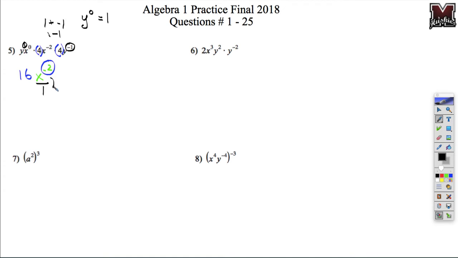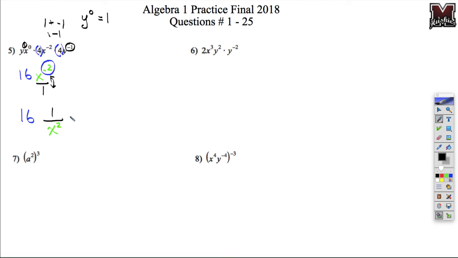Now I can flip the top and the bottom just with this x. The 16 is going to stay the same, so I'm going to rewrite that 16, and now I'm going to change the x. So it's now x squared on the bottom, and on the top I have 1. Remember, it turned into a positive once I flipped it. Now I have the correct answer.